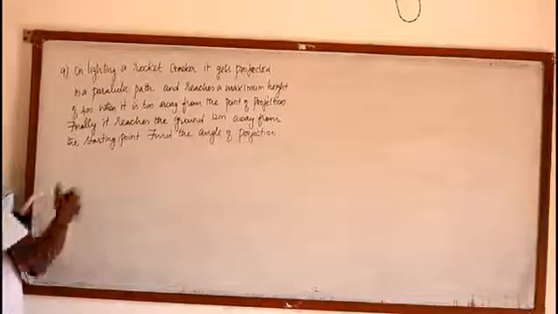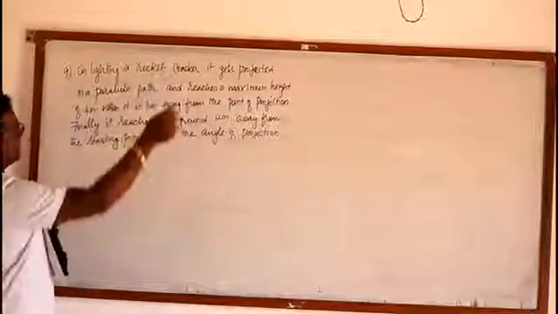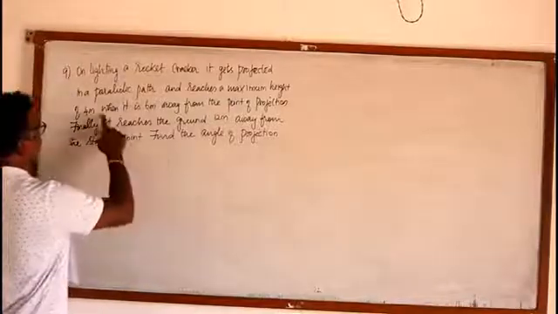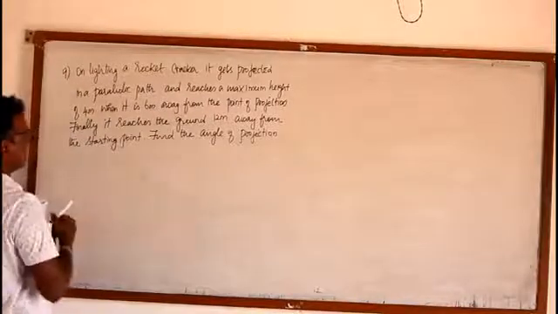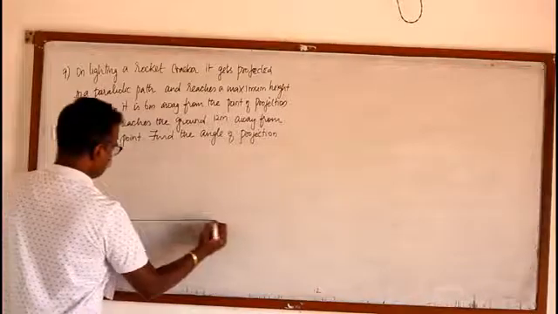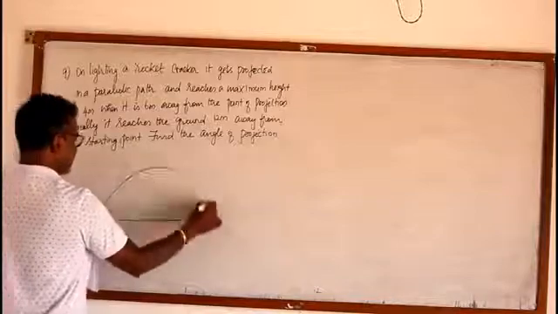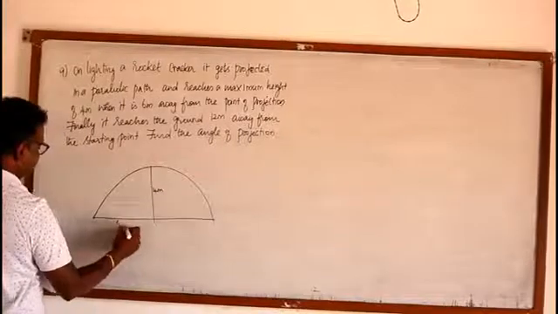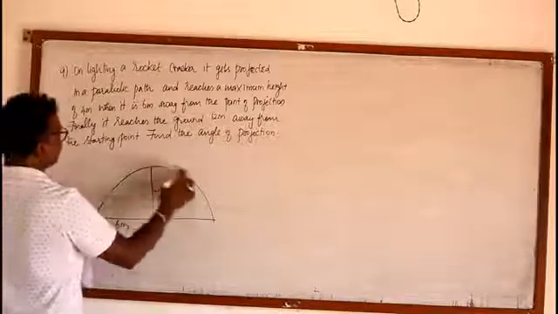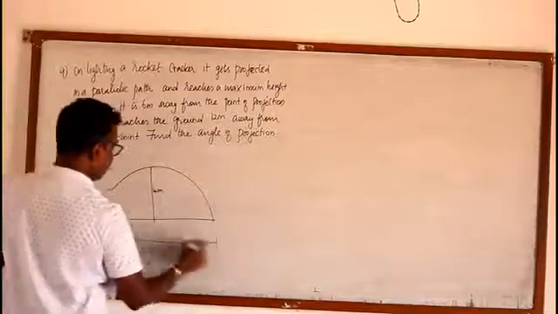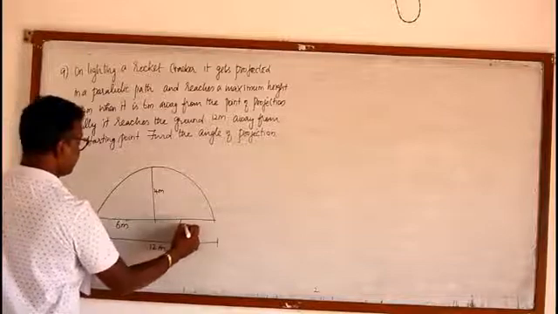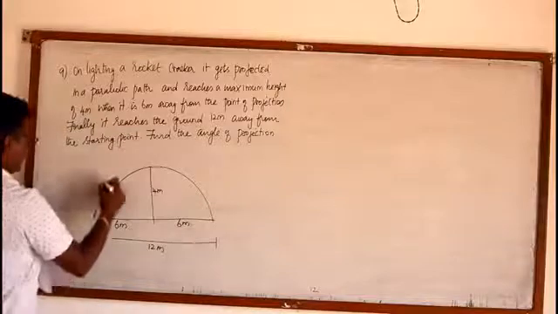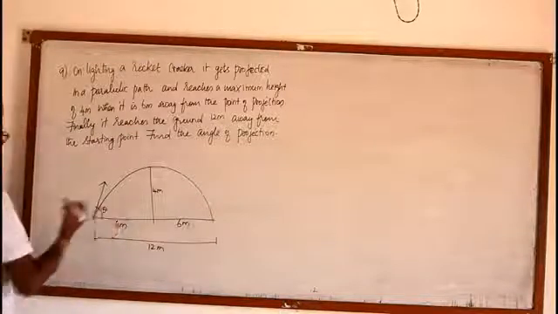Now we shall go for the 9th problem. On lighting a rocket cracker, it gets projected in a parabolic path and reaches a maximum height of 4 meter when it is 6 meter away from the point of projection. Finally it reaches the ground 12 meter away from the starting point. This is 12 meter, that means this is another 6 meter. Then what is the angle of projection they are asking? Suppose if I draw this one as an angle, they need this theta, this angle of projection.